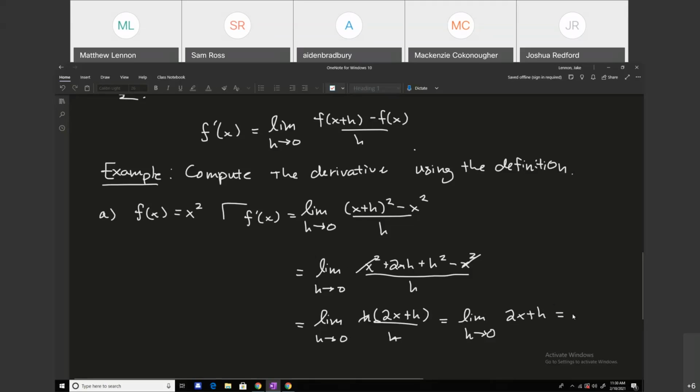Now that the h in the bottom is canceled, you can plug in 0 for the leftover h, and we see that the derivative there is just 2x. So the derivative of x squared is 2x.